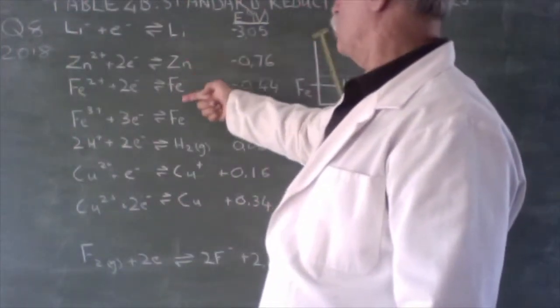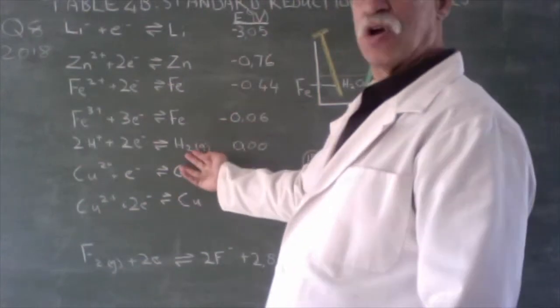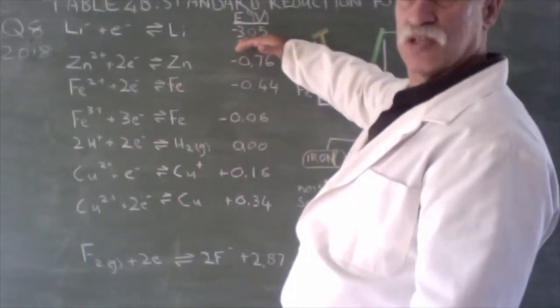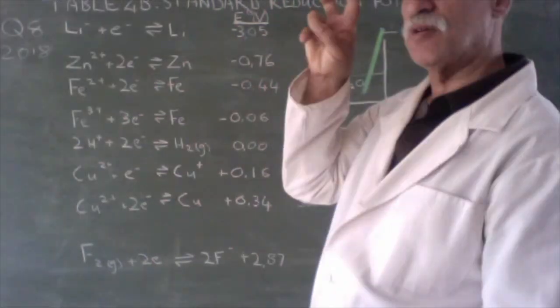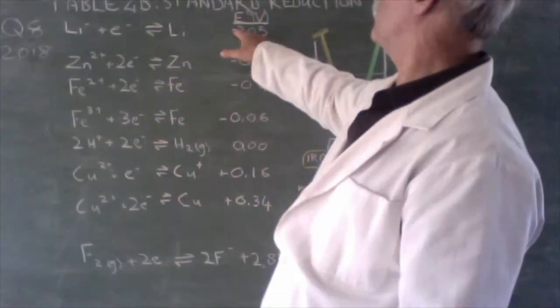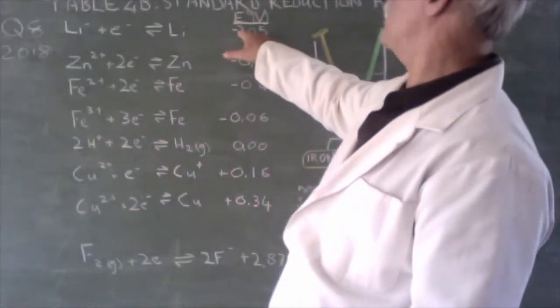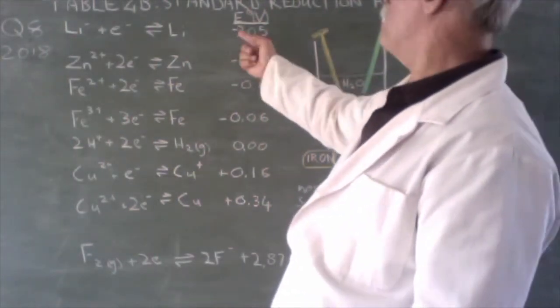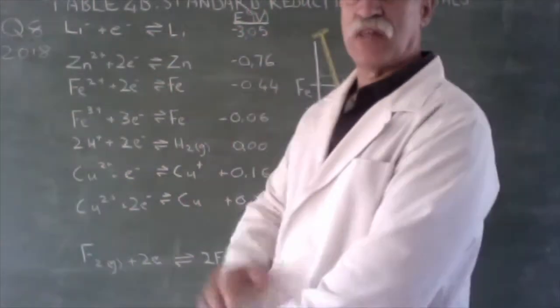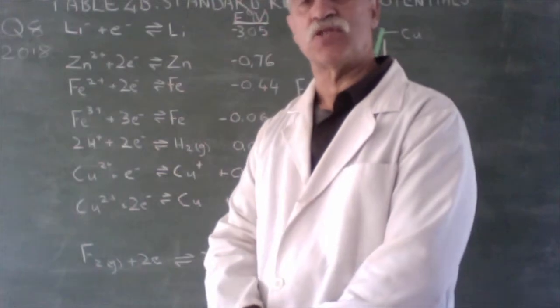These are the metals on top. Hydrogen's an honorary metal. It sits in the middle with a voltage of 0. The real reactive, you could call them real sexy metals, are at the top, lithium being the most reactive one at minus 3 volts. Now the minus means that if you have a half reaction with a negative, that means it's not spontaneous. It doesn't want to do that.